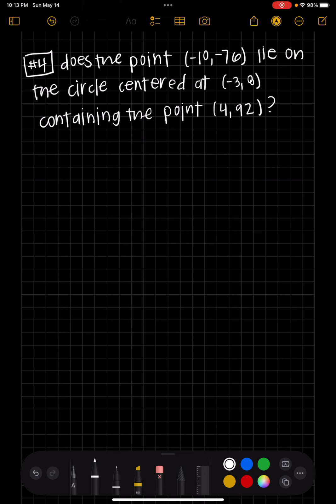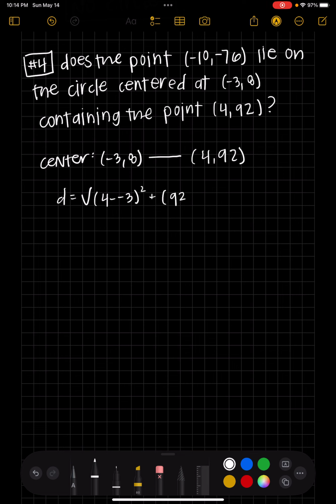It says, does the point (-10, -76) lie on the circle centered at (-3, 8), containing the point (4, 92)? So we know that the center is at (-3, 8), and a point on the circle for sure is (4, 92). The first thing I'm going to do is find the radius by finding the distance between these two points. So I'm going to start with 4 minus -3 squared plus 92 minus 8 squared. Let's plug that into a calculator.